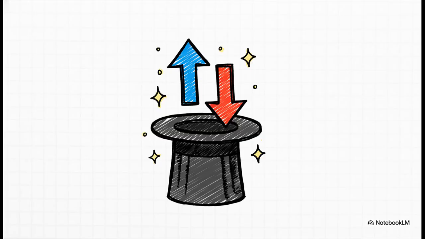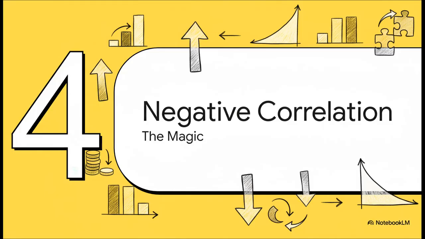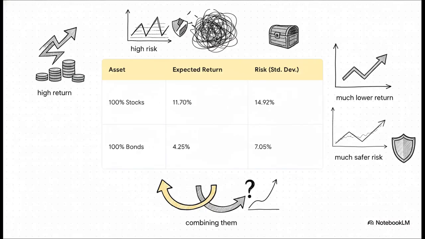Now, this is all useful, but it's not where the portfolio magic really happens. That magic, the key to cutting risk without just tanking your returns, is found when assets move in opposite directions. And this brings us right to the heart of it all, the magic of negative correlation. Okay, let's use a real example from our source. On their own, stocks offer a pretty sweet return, but they come with high risk. Look at that standard deviation of almost 15%. Bonds, on the other hand, are much safer, with a risk around 7%, but the return is a lot lower.